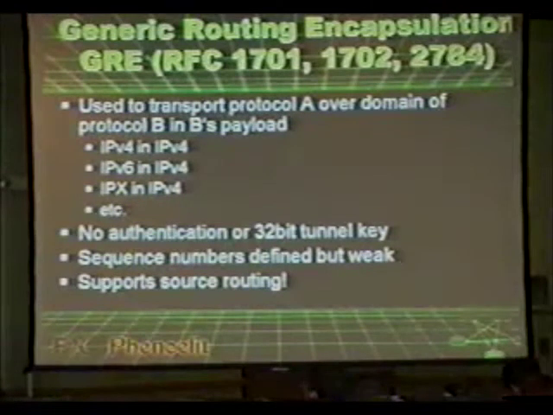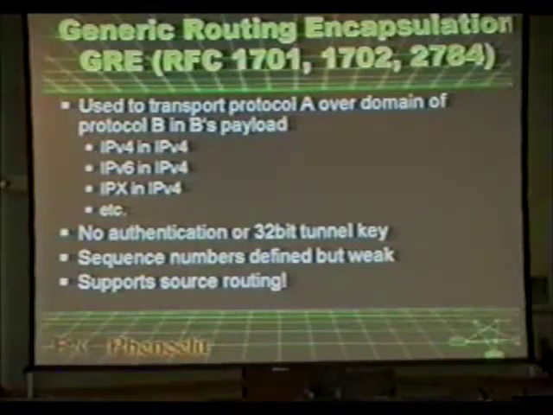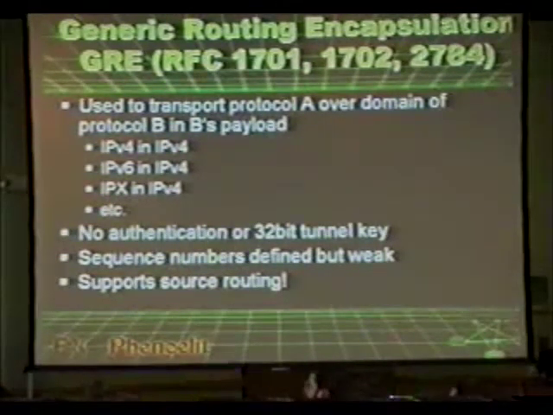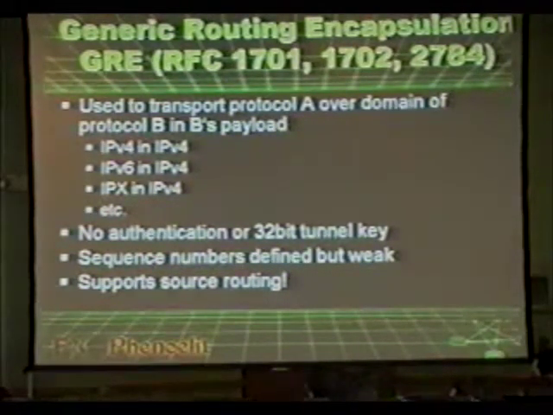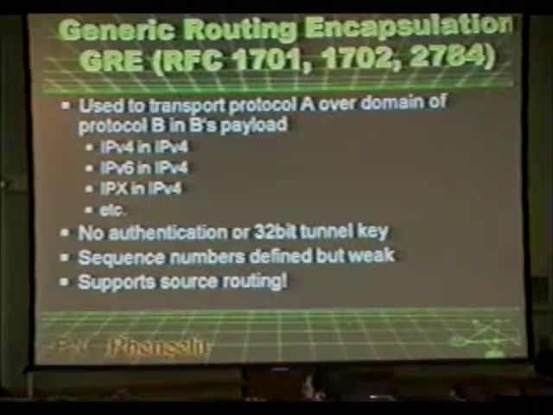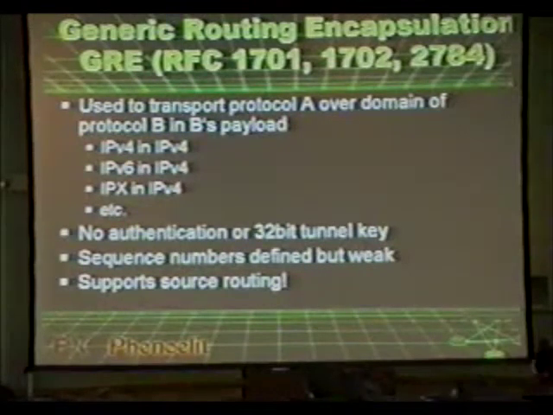The best authentication you can get with GRE is a 32-bit tunnel key. There are sequence numbers to prevent evil people from doing anything with the routing protocol, any evil people here? No. But you can actually forget it because it's not defined how they work. They're far away from being as good as TCP sequence numbers, and they're so badly implemented that it just works if you don't use them. Another very important thing is GRE supports source routing. Has anyone an idea what you can do with that?